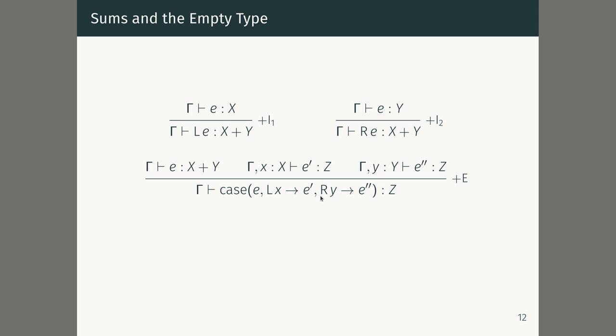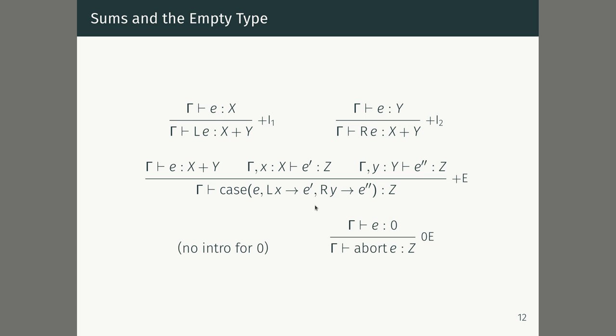And if it was a value of type Y that was tagged by a big R, then we can assume we have a variable little y of type big Y and check that e double prime has the type Z. And so you should think, evaluate e until it's either a left of something or a right of something, and then pick which branch to execute.